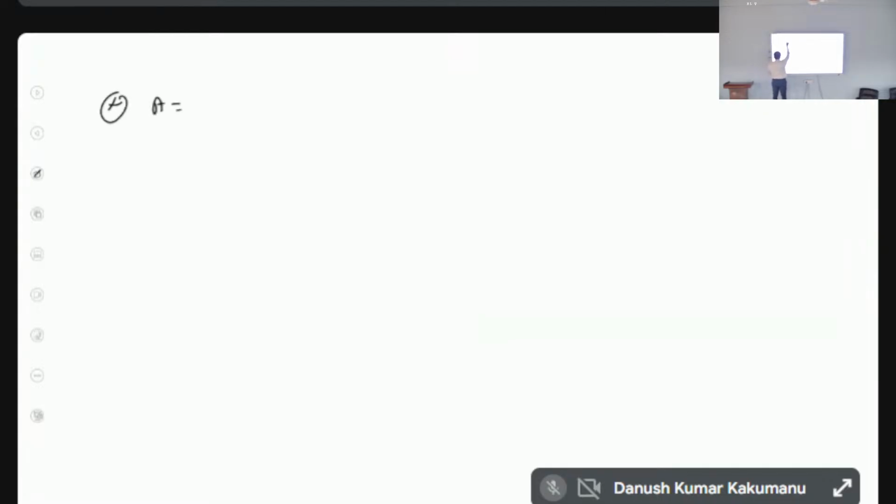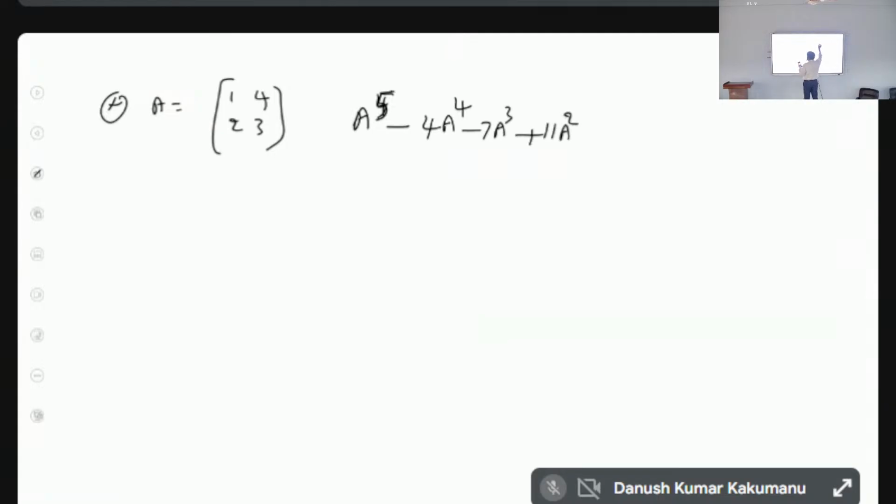A is equal to [[1,4],[2,3]]. The expression A^5 minus 4A^4 minus 7A^3 plus 11A^2 minus A minus 10I is equal to what? This is our question given.